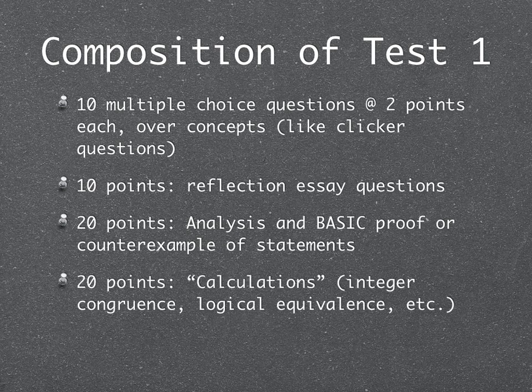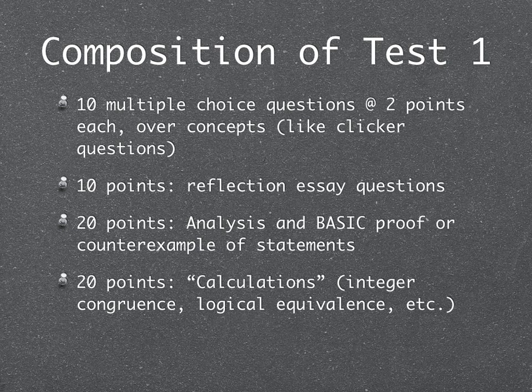There's going to be 20 points of what I might call calculations. If you look back through the list of goals that we've had, a lot of these are things that you have to do by hand, like work with integer congruence. Like give me 5 examples of integers that are congruent to 10 mod 12 or something like that. Or working out a logical equivalence, like show this one statement's logically equivalent to the other without using a truth table. Those are almost like algebra-like calculations, and there'll be about 20 points of that.